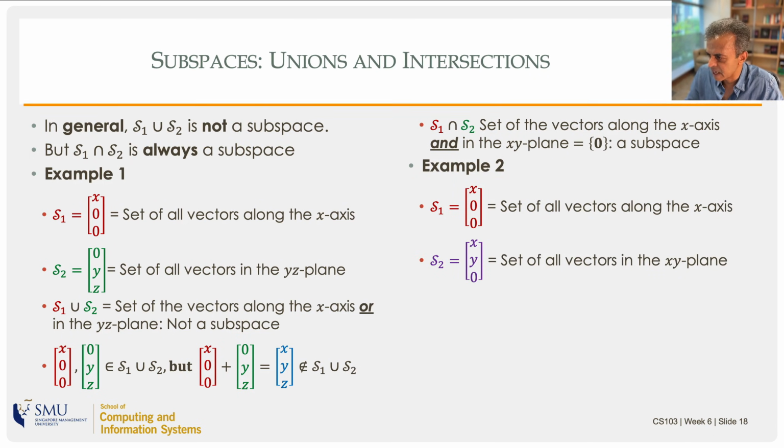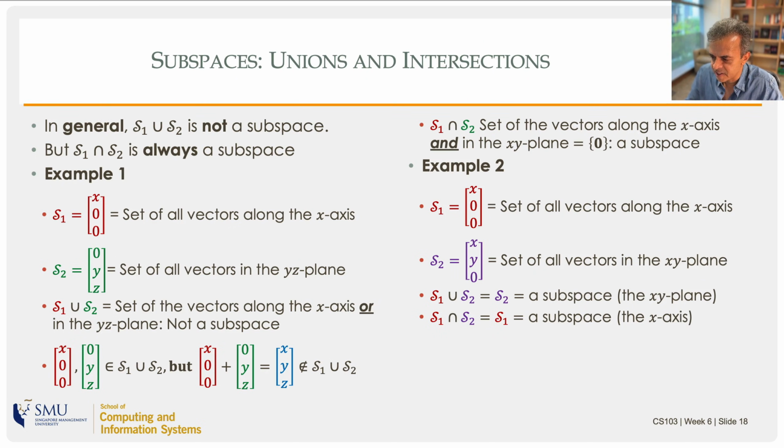Now take another example. S1 is x00, so that is the x-axis, all vectors that lie on top of our x-axis. S2 is the xy plane. Now S1 union S2 is just S2 because the x-axis is actually inside the xy plane, so it is a subspace. So this is a special case. S1 intersection S2 also is a subspace because that is the x-axis, which is a line going through the origin, which is a subspace. You can easily prove that it is a subspace also.